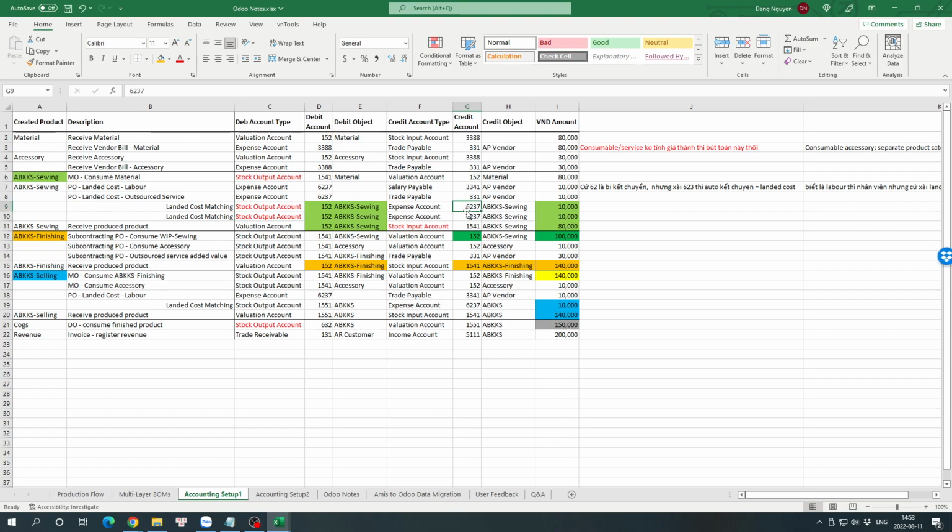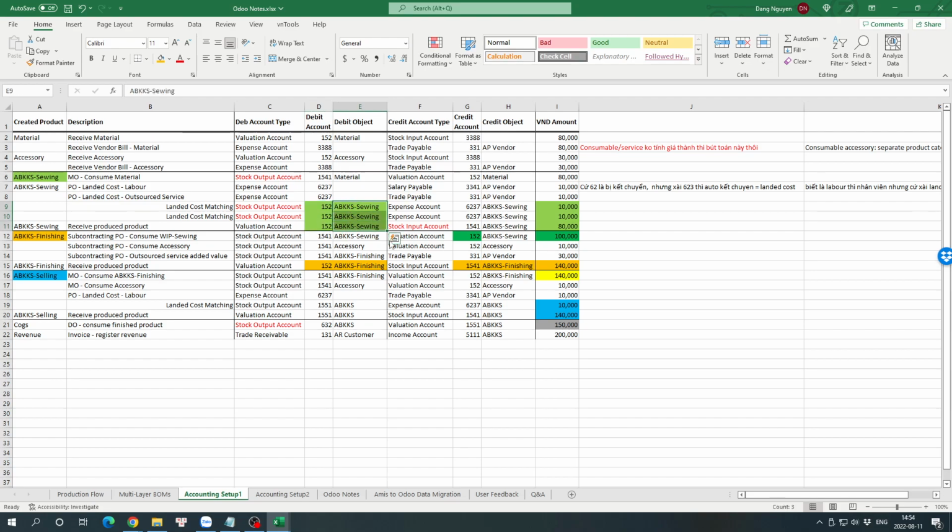The moral of the story is, the 152 valuation account of the product that you produce here, the output, is now 100,000, because 80,000 was moved from material, and 10,000 each for the services provided by the internal team and the outsourced vendor. In total, you got 100,000 of value in your inventory as work in progress.